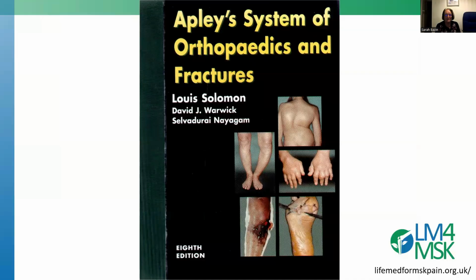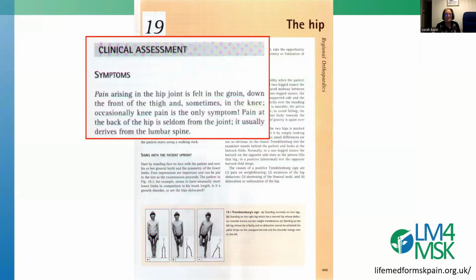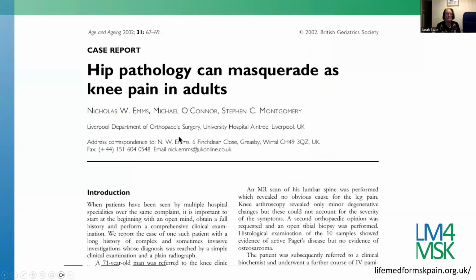But it is very common, and this is in Apley's book itself, it says that pain arising in the hip joint is sometimes not always found in the groin. It can sometimes be seen in the knee. Pain in the hip seldom derives from the joint; it usually derives from the lumbar spine. So knee pain can masquerade. So hip pathology can masquerade as knee pain in adults, and we need to be very careful.